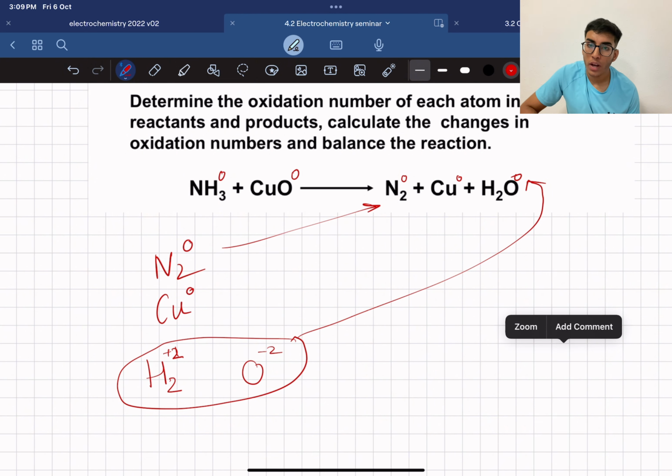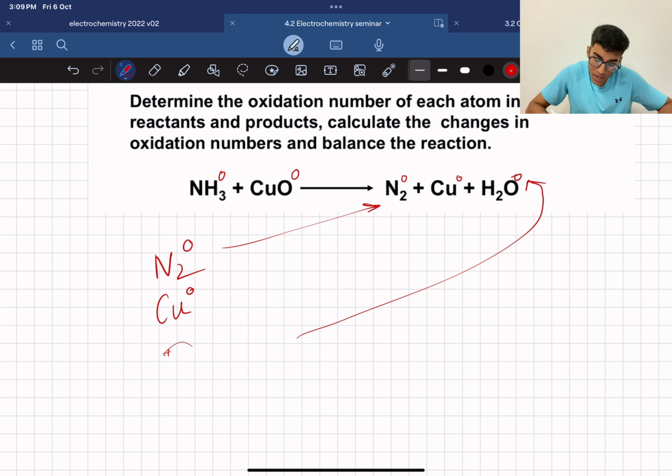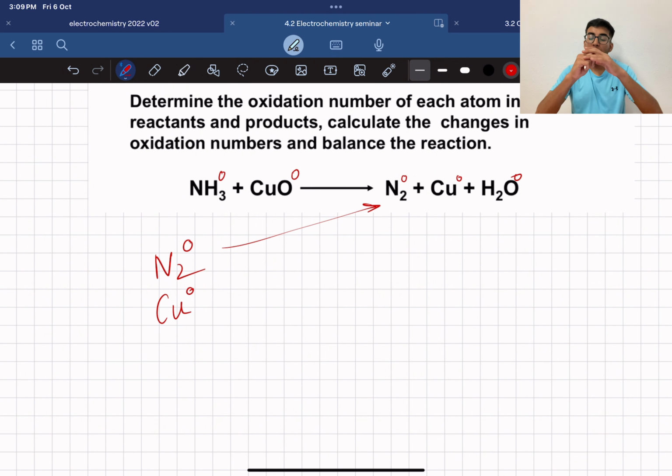So H2O cancels out. +2 -2 cancels out and we get a 0. But let's say we need to find out the oxidation level for Cu over here. You might say, oh, Cu is an element, so it's going to have 0. But see, elements which are alone have the oxidation state which is 0. But when they're with someone, then they have an oxidation state.